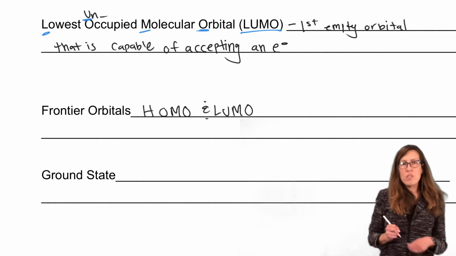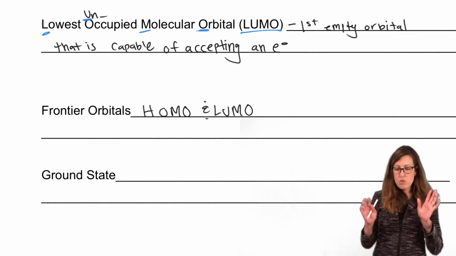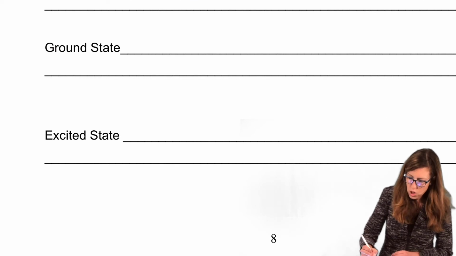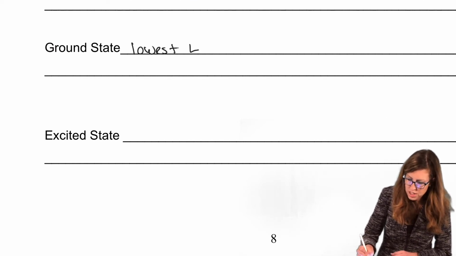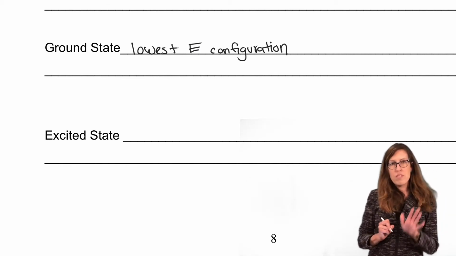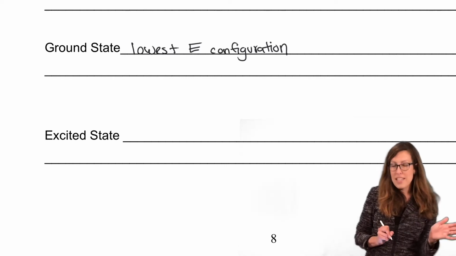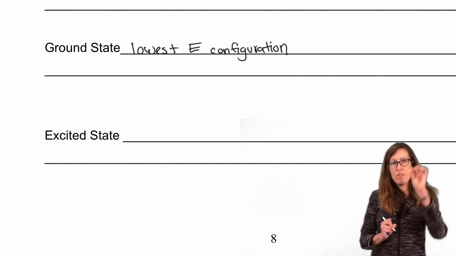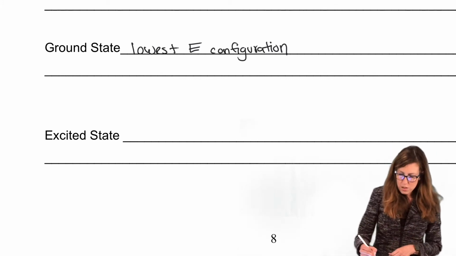Okay, so when everything is in its ground state, i.e. the lowest energy configuration, the LUMO is empty and the HOMO is filled, at least partially. But in an excited state, you can promote an electron from the HOMO to the LUMO. So it's a higher energy configuration.